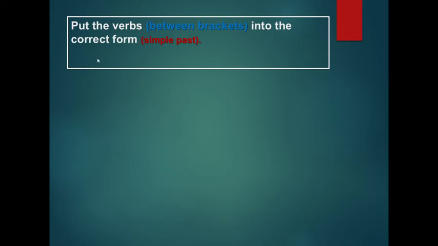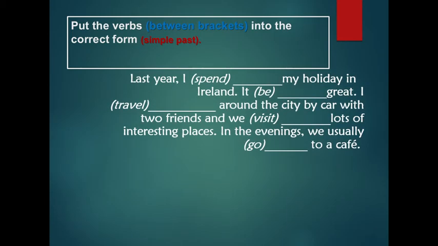Here are some very simple exercises. Put the verbs between brackets into the correct form. Okay? Last year, it's a key word of the past simple. I spend. Spend is infinitive, okay? My holiday in Ireland. It be great. Be. I mean, it's verb to be, okay? I travel around the city by car with 2 friends and we visit also here, lots of interesting places. In the evenings, we usually go to a cafe. So, who will start with me?